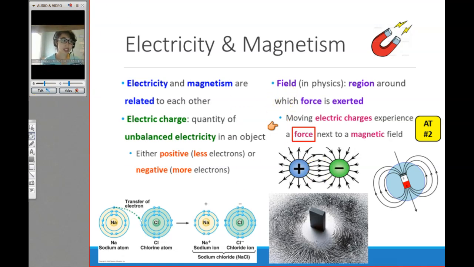We're going to see lots of examples today, but one example is when an electric charge moves through a magnetic field, it actually gets moved by that magnetic field. The magnetic field moves an electric charge.